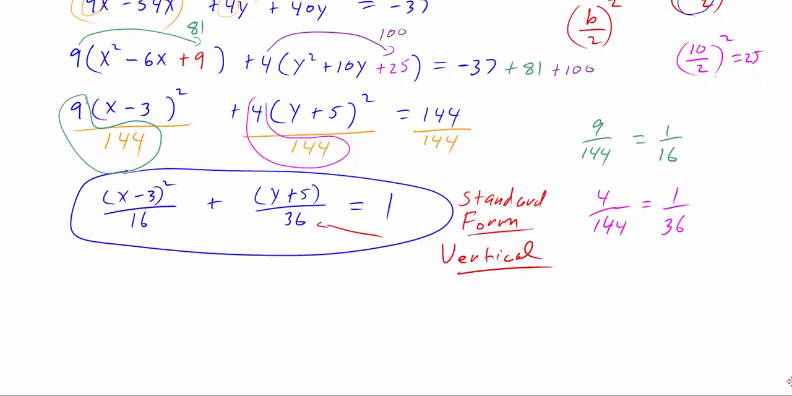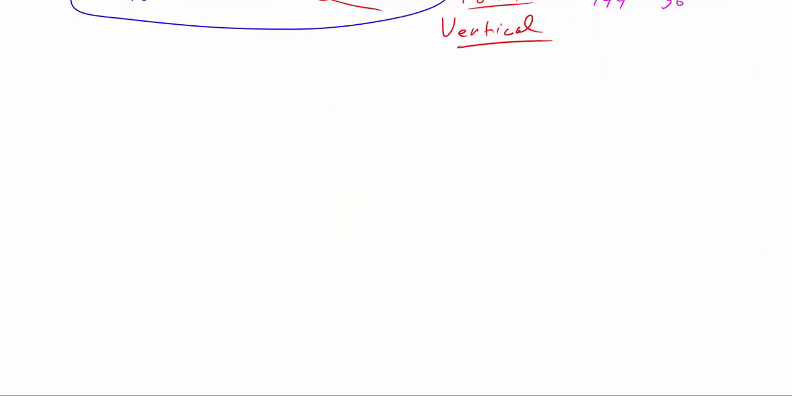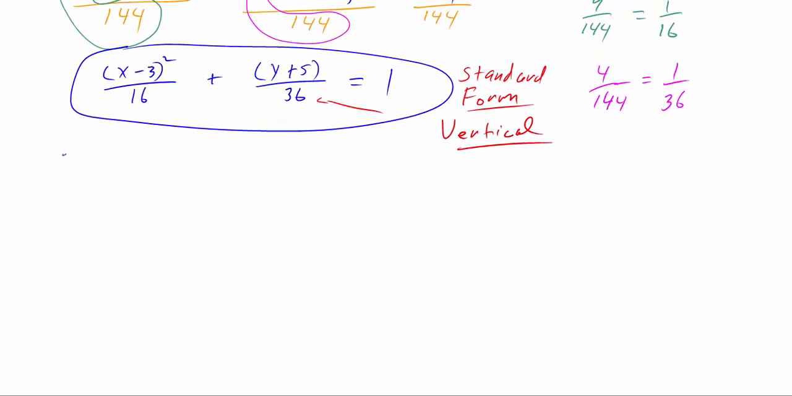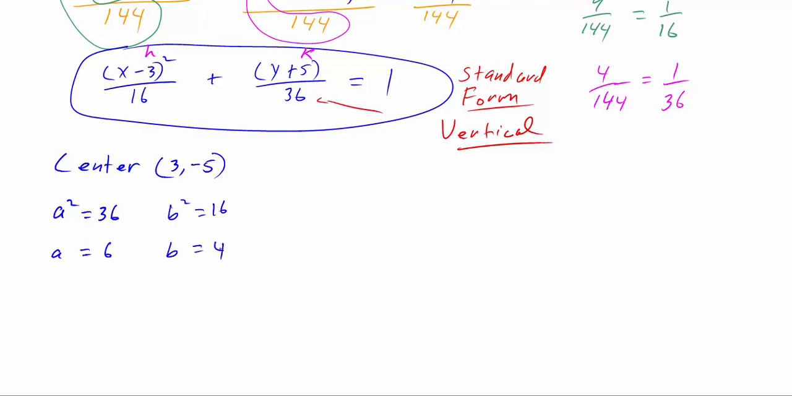All right, so now from here, if we want to calculate the center, we could do so. So we know the center is going to be the h and k. So here we have our h and our k value. So h in this case is going to be a positive 3. k is going to be a negative 5. And then I guess we could go ahead and calculate a. We said a squared is going to be equal to 36. So that means a is equal to 6. b squared is equal to 16. So therefore b is equal to positive 4.